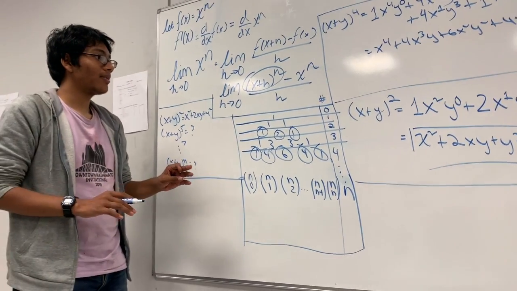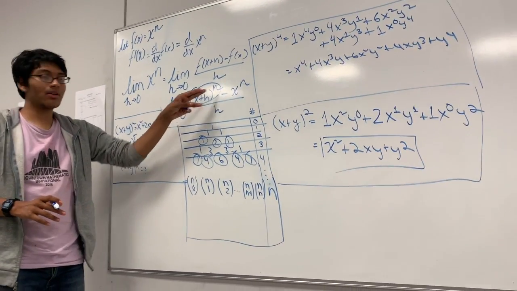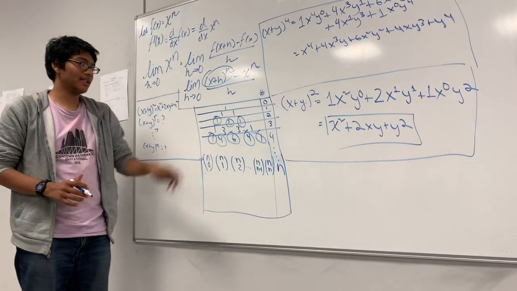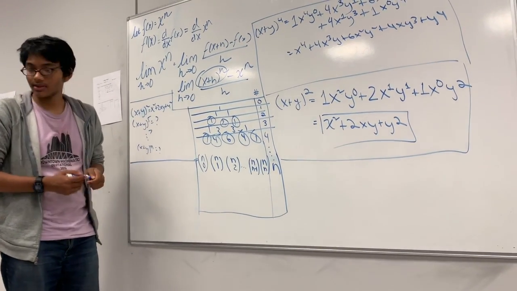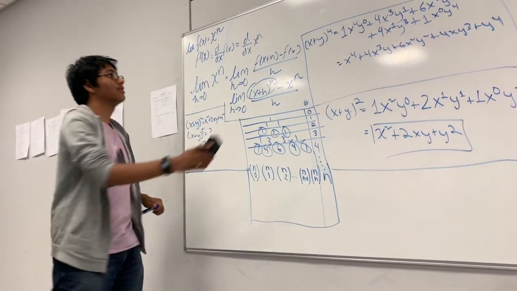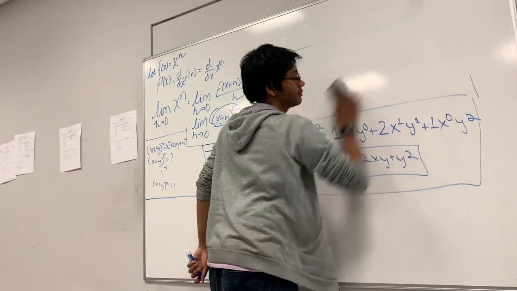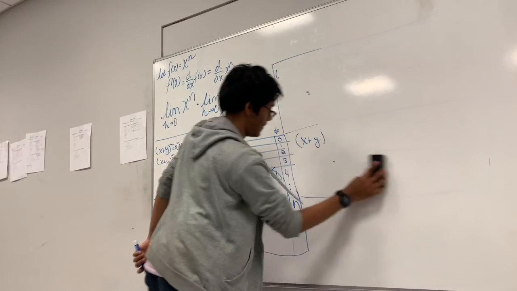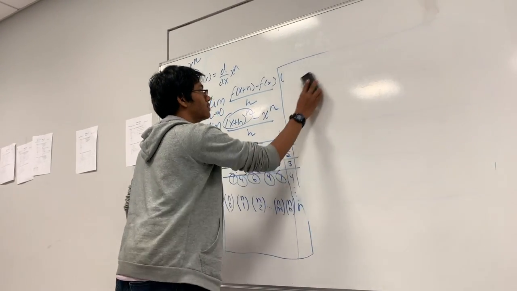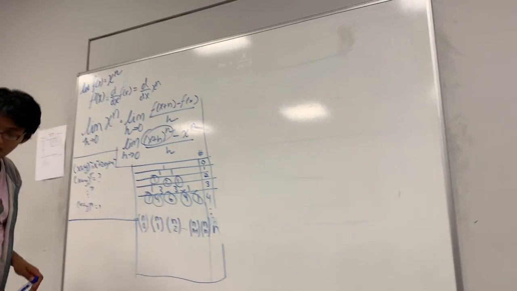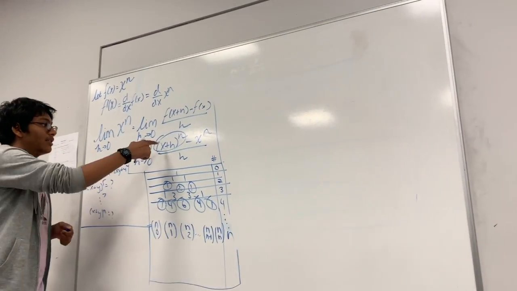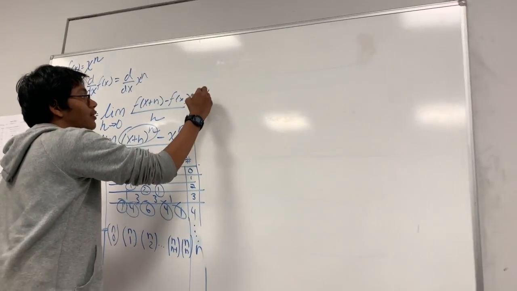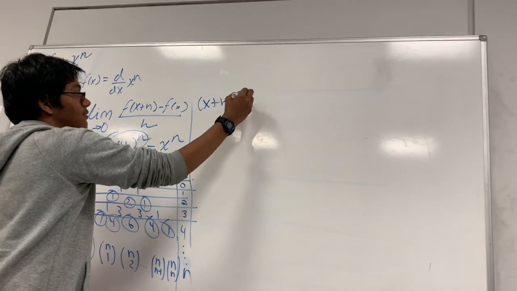So how can we use that to our advantage? How can we use that to expand x plus h to the n? Well, first let me erase all of this. I don't need it anymore. Okay, so here I have x plus h to the n, and my goal is to expand this.